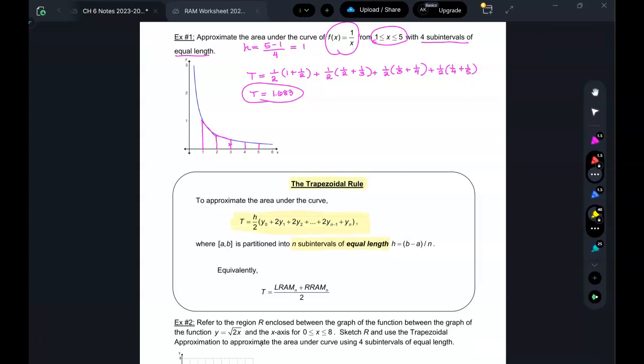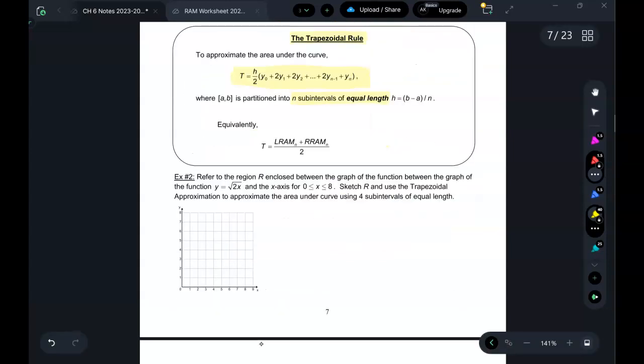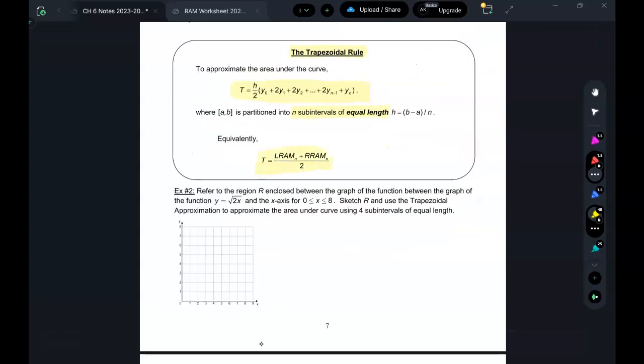Now, you don't have to do that. If you want to just do each individual trapezoid each time, that's fine. It just makes it a little less computation. And just so you know, the trapezoidal approximation is the average of LRAM and RRAM. So if you already had to find LRAM and RRAM, you could just average the two, and that's going to be your trapezoidal. No, MRAM is different because that's using different values.